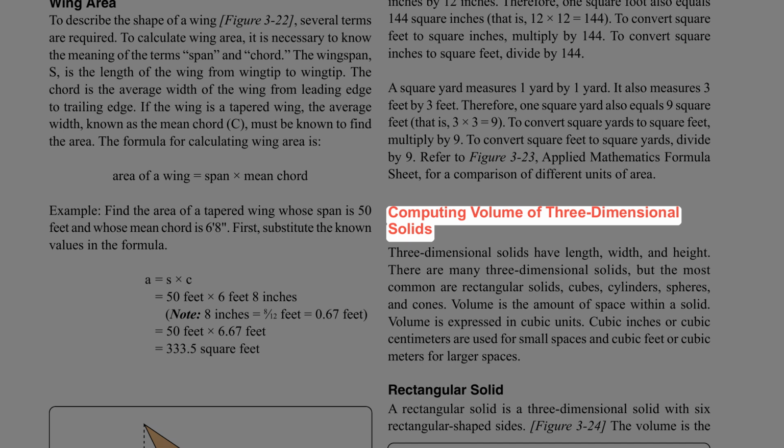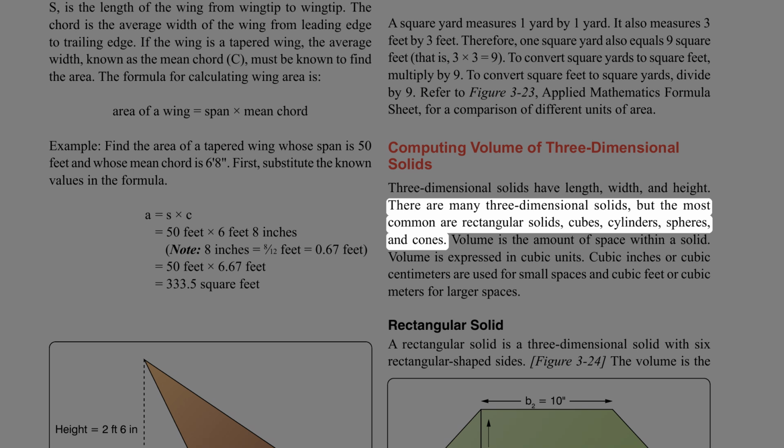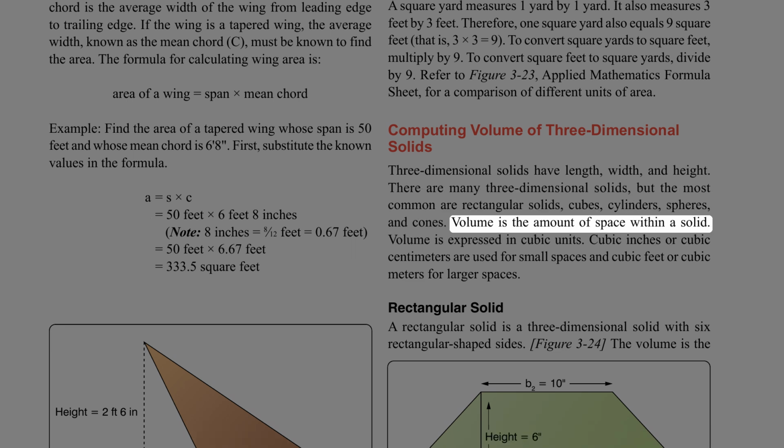Computing volume of three-dimensional solids. Three-dimensional solids have length, width, and height. There are many three-dimensional solids, but the most common are rectangular solids, cubes, cylinders, spheres, and cones. Volume is the amount of space within a solid.